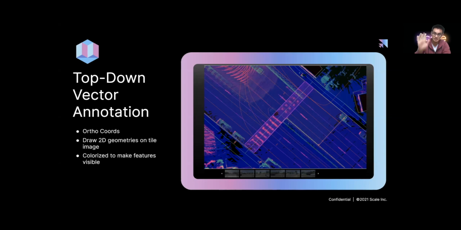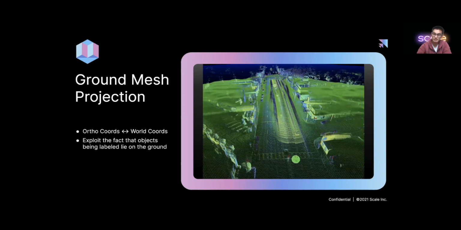They live in the image space, but if we're going to want to see them in the camera space, we're going to need to go to the 3D world. The way we go from 2D top down into 3D is using the ground mesh. The picture here is a visualization of a point cloud in 3D.